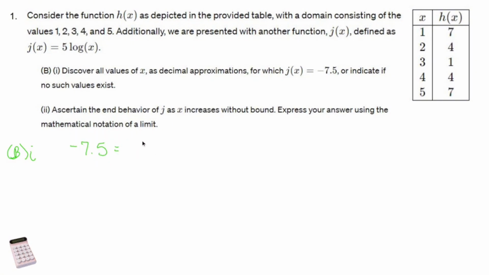So negative 7.5 equals 5 log of x. So what I need to do is solve for x here. Well, x is trapped inside of a log. All right, x is trapped inside of a log, so what I have to do is I need to get the log all by itself so I can get x all by itself. So if I divide both sides by 5, that gets the log all by itself.